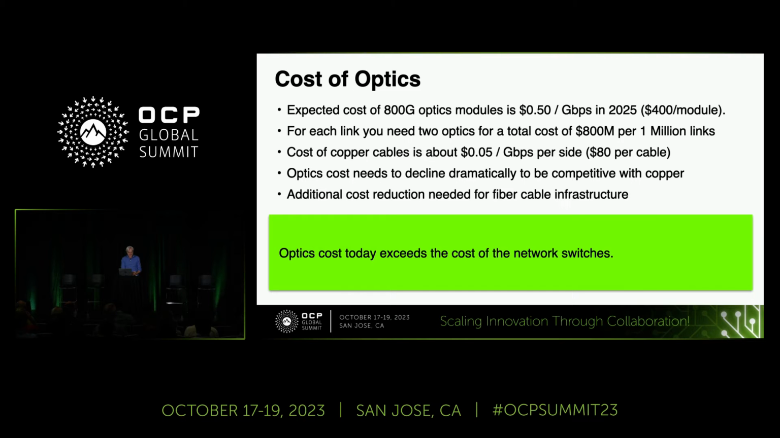On the cost side, the forward projected cost of these 800 gig modules is 50 cents a gigabit. You need 2 optics per link, right? So that's $1 per gigabit, or roughly $800 per link. For 1 million optics, that's $800 million, a lot of money. Copper cables are in the sense of 5 cents per gigabit per side, so that's like $80 a cable. There's a long way for optics to go in reducing costs to get competitive with copper. And even the fiber infrastructure, which is mounted on these optics, is at least as expensive as the copper cable, so that needs to be cost reduced as well.